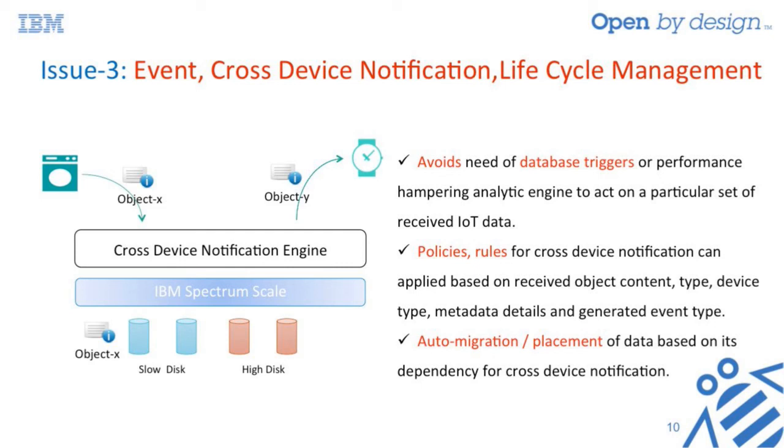This cross-device notification engine exists as of today in the IBM Spectrum Scale software in the form of the ILM policy engine. This ILM policy engine supports tiering of the data to different classes of storage and also is based on policies and rules.